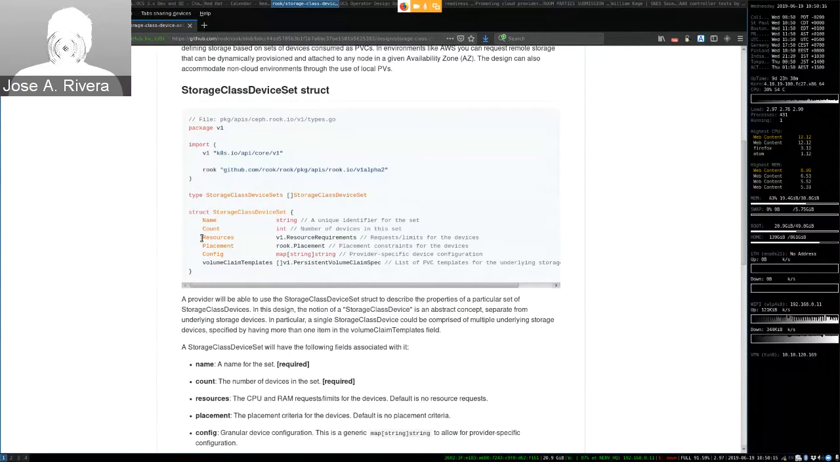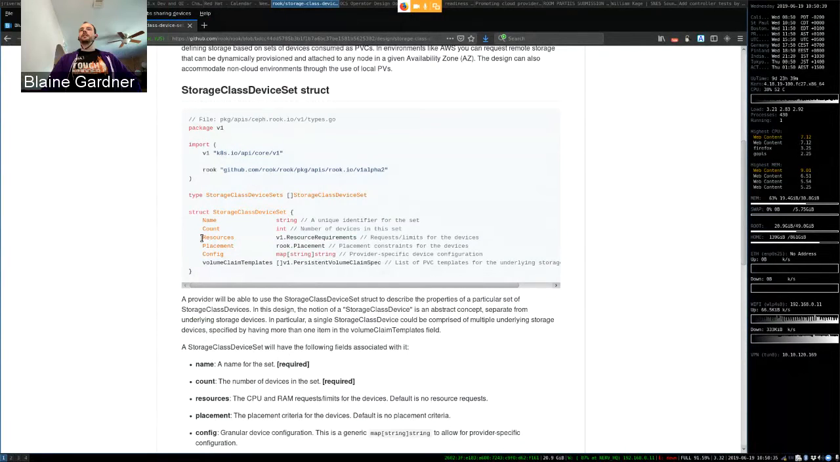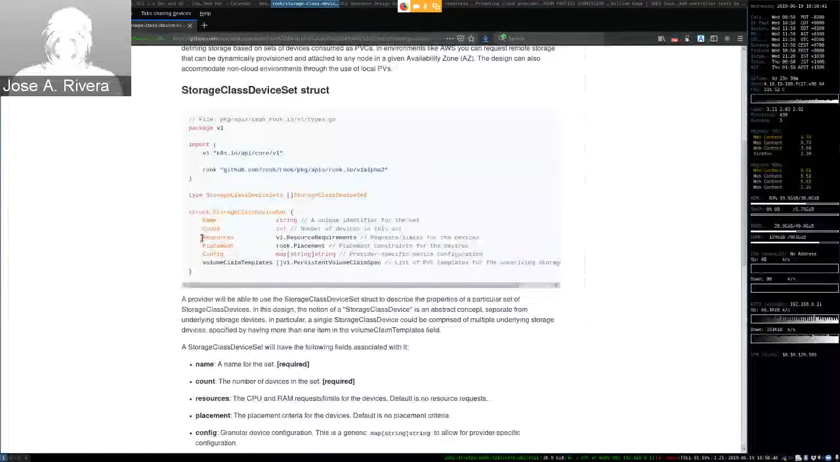Again, the notion of a device here does not strictly map to an actual disk. This is an abstraction for how an operator wants to view a storage device. And in our case, for Rook Ceph, a storage device is a combination of OSD pods and actual underlying storage devices. That is what we're describing as a device in this device set. It is both the storage device and the software managing that storage device.